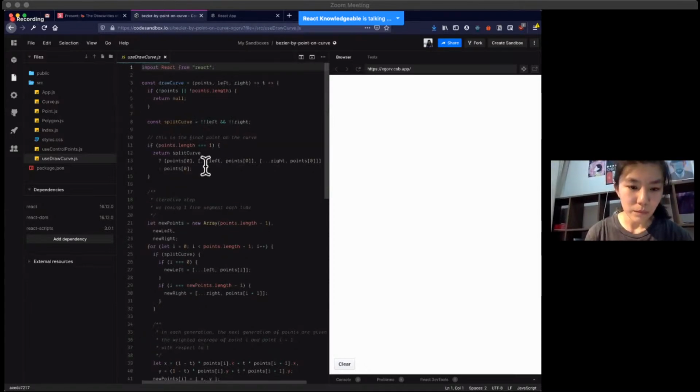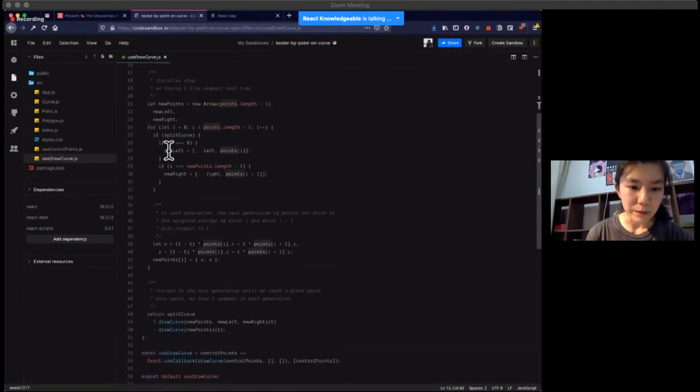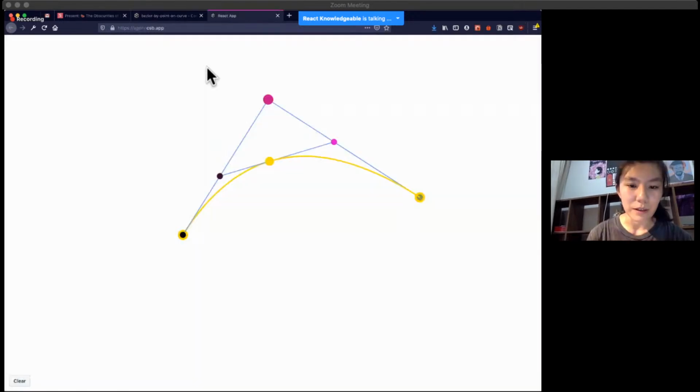Here is the left and right array. If we're at the final point, we're adding the final point into both the left and the right array. Otherwise, we're doing some logging here. We're adding the control point of the second to last generation to the left array, and then the next point to the right array.